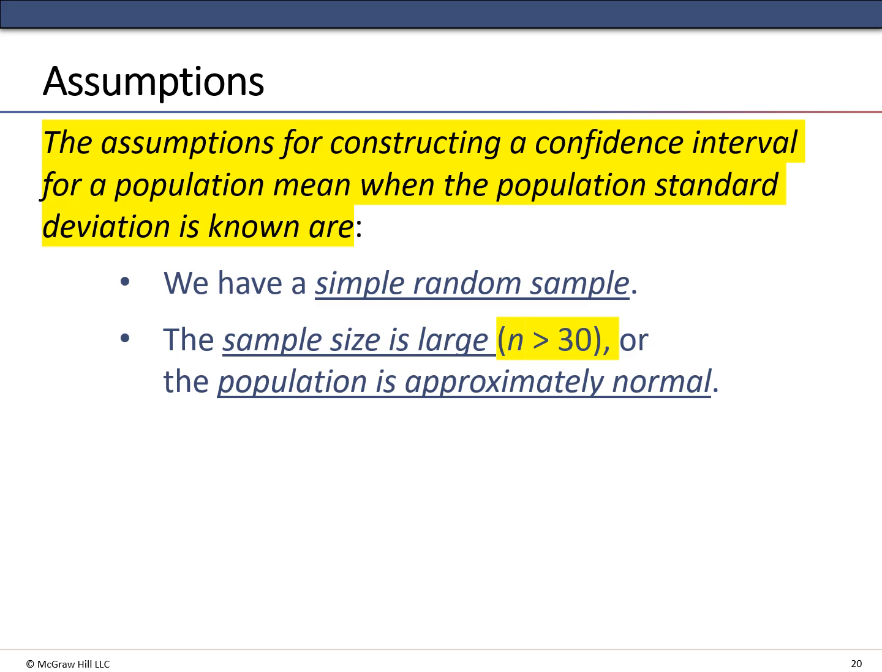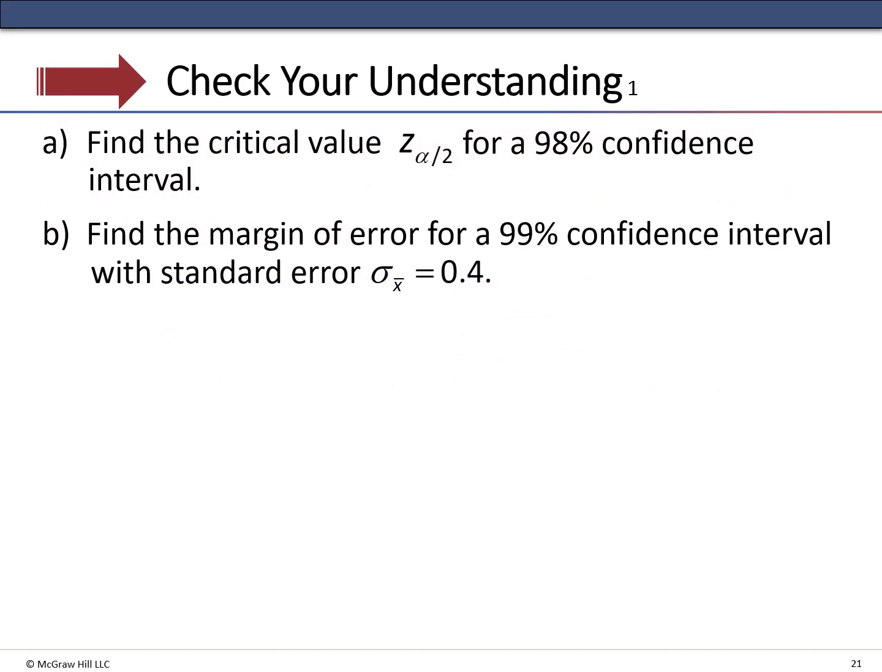The assumption for constructing a confidence interval for a population mean when the population standard deviation is known is simply that we have a simple random sample, the sample size is large, greater than 30, and the population is approximately normal. Okay. You can check these out. Find the critical value for a 98% confidence level.